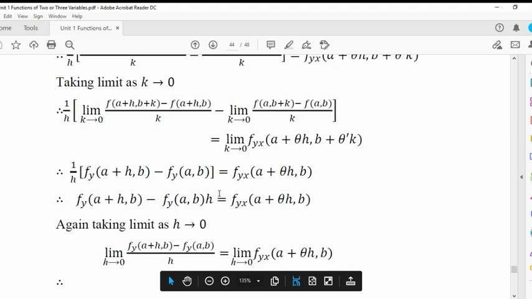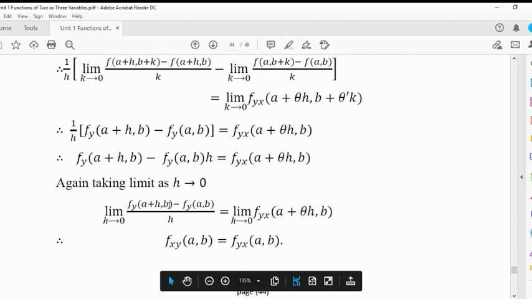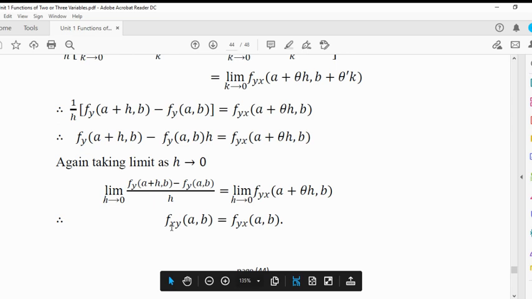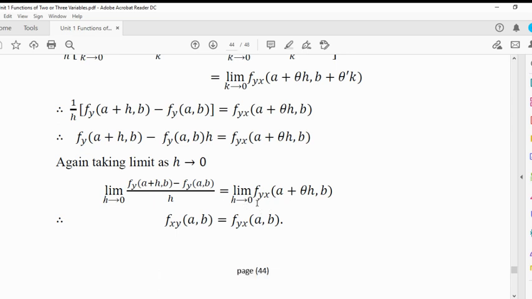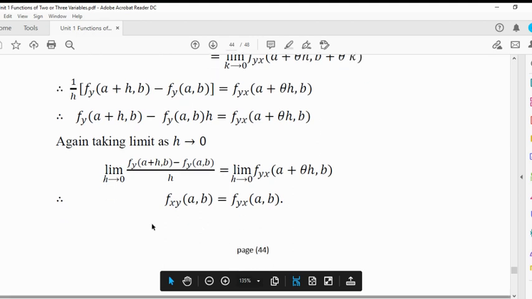This is divided by h. Now take the limit as h tends to 0 from both sides. Limit h tends to 0, fy of (a plus h, b) minus fy of (a, b) divided by h, which is limit h tends to 0, fyx of (a plus h, b). Now this limit is nothing but fxy at (a, b), and if we put h equal to 0, then it becomes fyx at (a, b). So here we show that fxy at (a, b) is equal to fyx at (a, b). Now this is the proof of Schwarz's theorem.